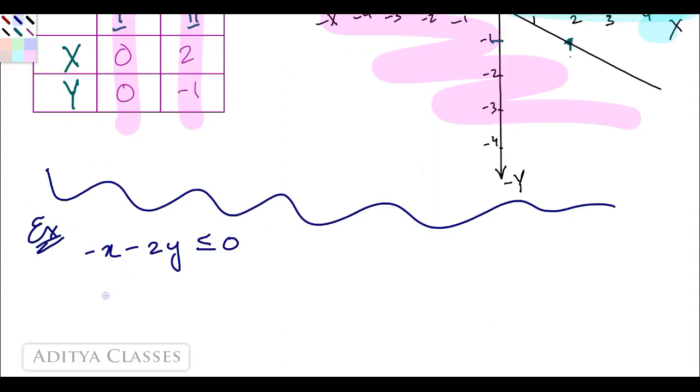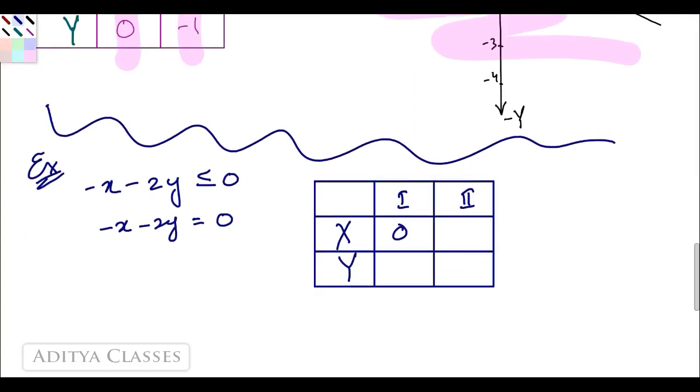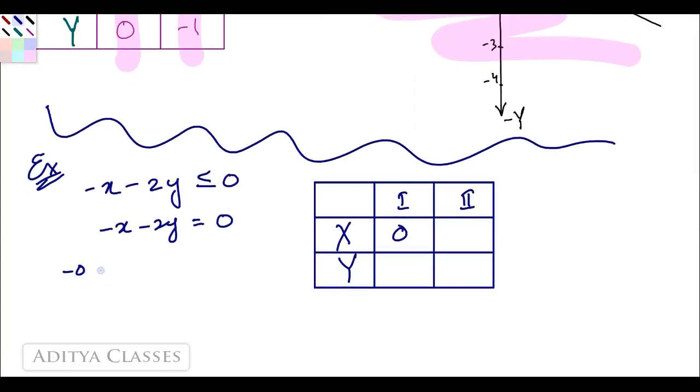Now if you convert it into equality, you will get minus x minus 2y is equal to 0. What will be your points? If you go ahead and try to find out those points, let us say we have x, we have y, we have first point, second point. If I put x as 0, it will become minus 0 minus 2y is equal to 0. So it will become minus 2y is equal to 0, giving me y is equal to 0.